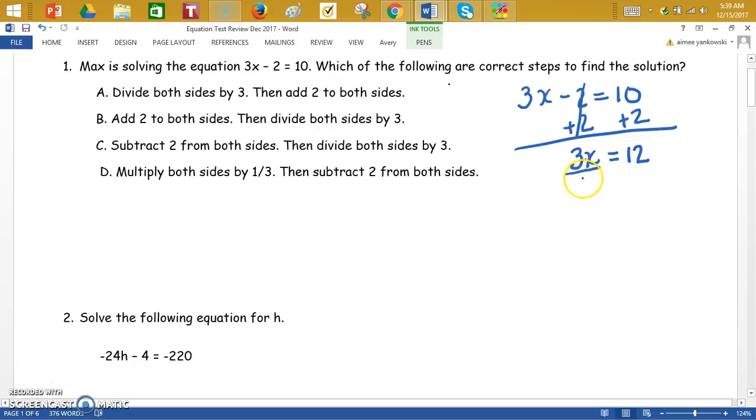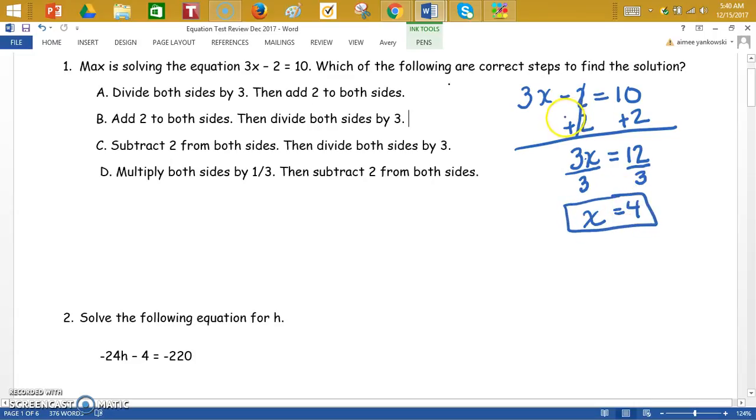If x was multiplied by 3, we need to divide by 3 on the left-hand side of that equal sign. If we're going to divide by 3 on the left-hand side of the equal sign, we must also divide by 3 on the right-hand side of that equal sign. 3 divided by 3, just a fancy form of 1. 1x I can write as just x equals 12 divided by 3 is 4.